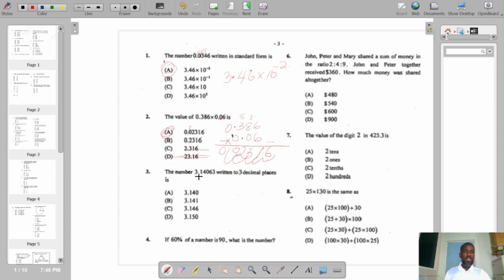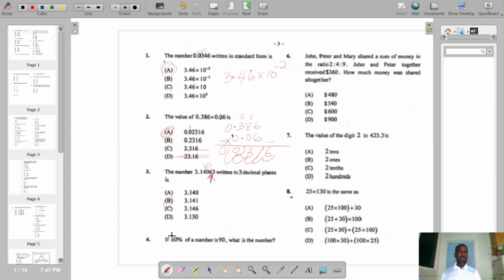Now the number 3.14063 written to 3 places of decimal. Whenever we're writing a number to 3 places of decimal, we look at the 4th digit in the number behind the decimal point. So when we look at this number here, it is 6. 6 is greater than 5. So if it's 5 or more, we're going to add 1 to the previous number, which is 0 here. So if we add 1 to 0, we get 3.141. So our answer there is B.